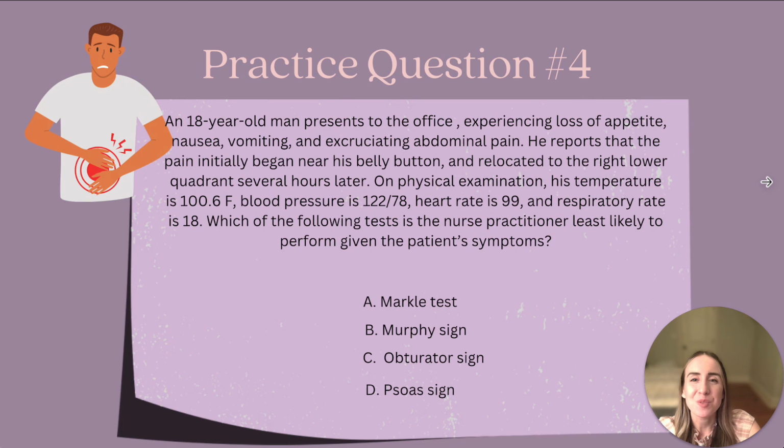That leaves us with option B, Murphy sign. So, how is this performed? This sign is performed by having the patient lie down on their back. The examiner will then deeply palpate the right costal border during inspiration, and this will produce mid-inspiratory arrest if positive. This is used to assess for cholecystitis, not appendicitis. Cholecystitis occurs in the right upper quadrant, not the right lower quadrant. Knowing your anatomy is important to answer questions like this, but also be sure not to miss those keywords like least likely.